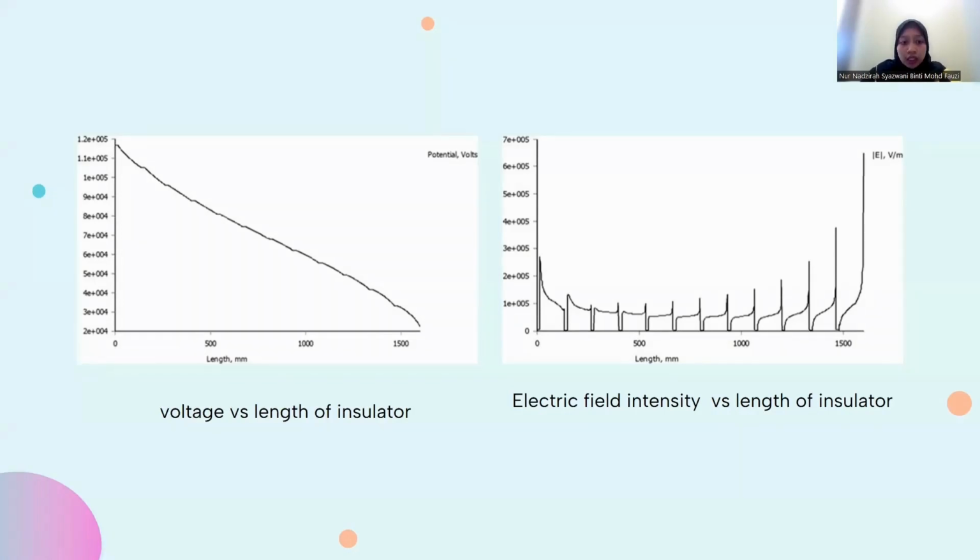In this graph, it illustrates that the electric field intensity starts at a higher level and gradually decreases as the length of the insulator increases. However, starting at this point, the electric field intensity suddenly spikes until it reaches the maximum value at a certain point, indicating the presence of the contaminant.